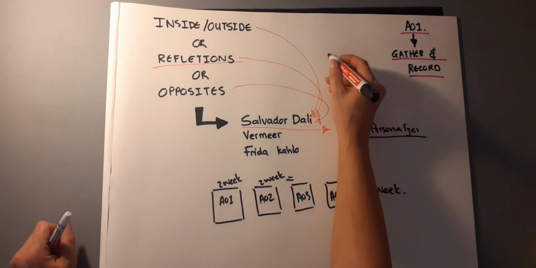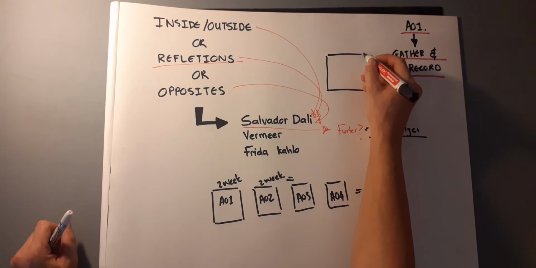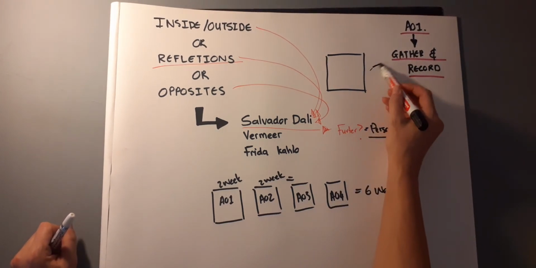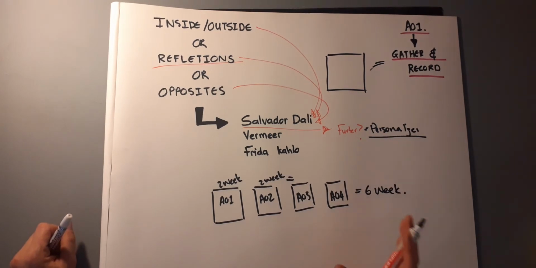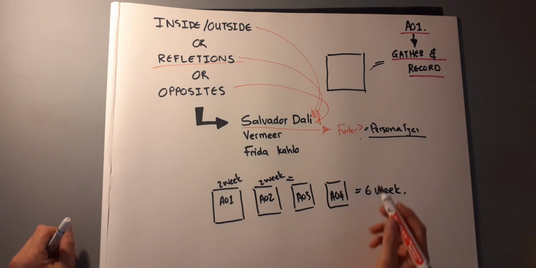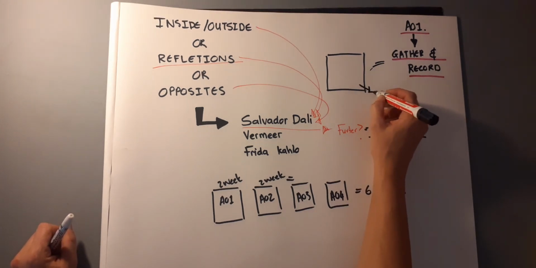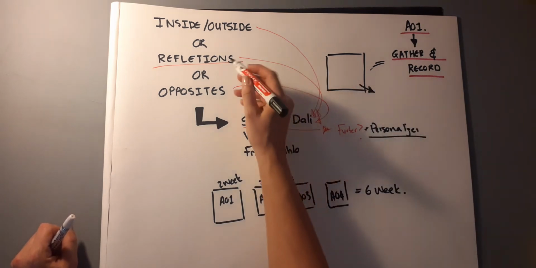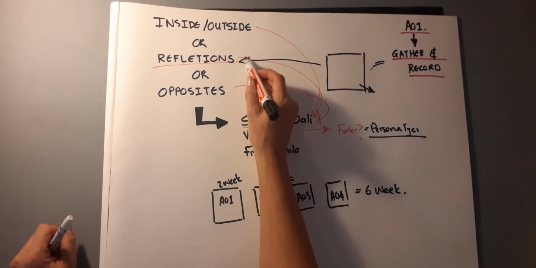Okay, so let's take AO1 now and let's look at what needs to go on to AO1. AO1 is gather and record. Okay, that's the main function of it. That's what needs to be done on AO1. So what you'll need to do is you'll need to take as many pictures as you can. Okay? Pictures that you think relate to the topic of reflection.